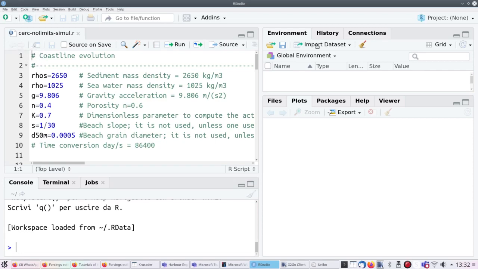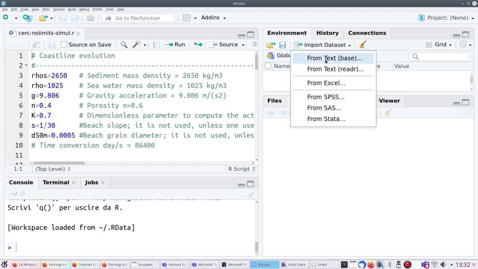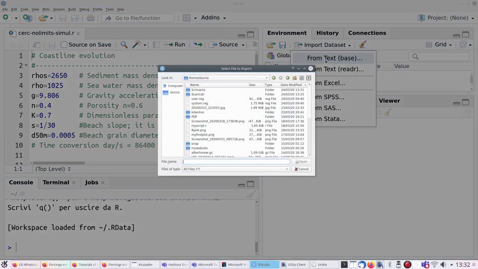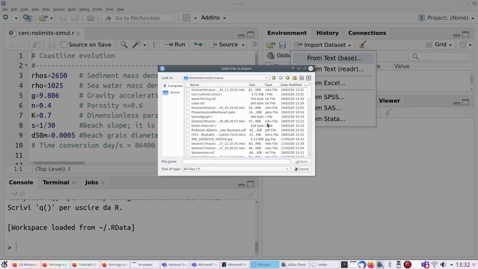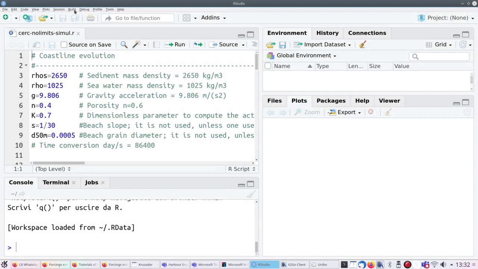In order to load the data, I suggest that for the geometry of the coastline, we click on Import Dataset, from text. And then I go to my directory. Be careful, if you save the file in a specific directory, then I suggest that you go to that specific directory as working directory. So what I would do before opening the dataset, I would select the working directory in, I don't remember where it's to be.